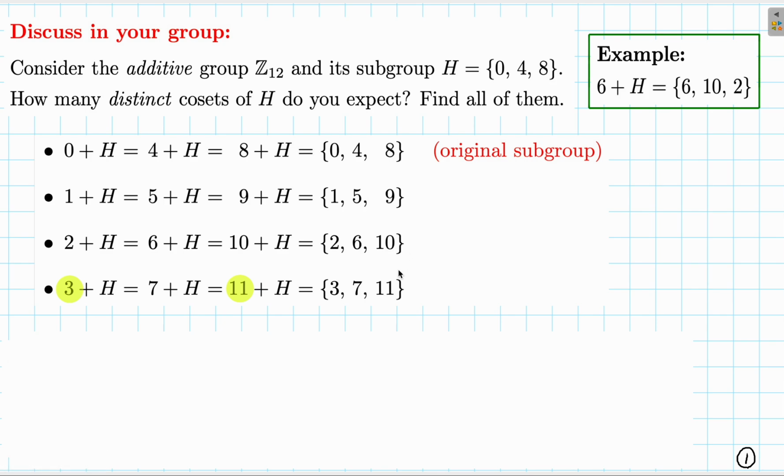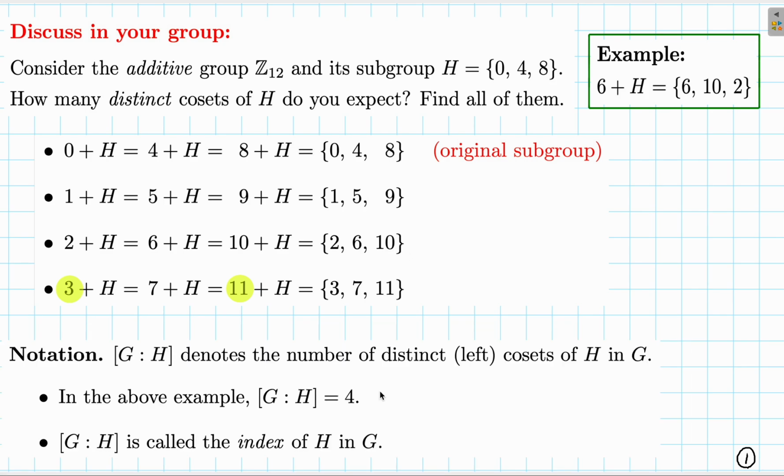But before that, we'll introduce one notation, and that's the index of H in G. And this denotes the number of distinct left cosets of H in G. So we're counting the distinct ones. So for instance, in the example above, the index would be 4 because there are 1, 2, 3, 4 distinct cosets of H.